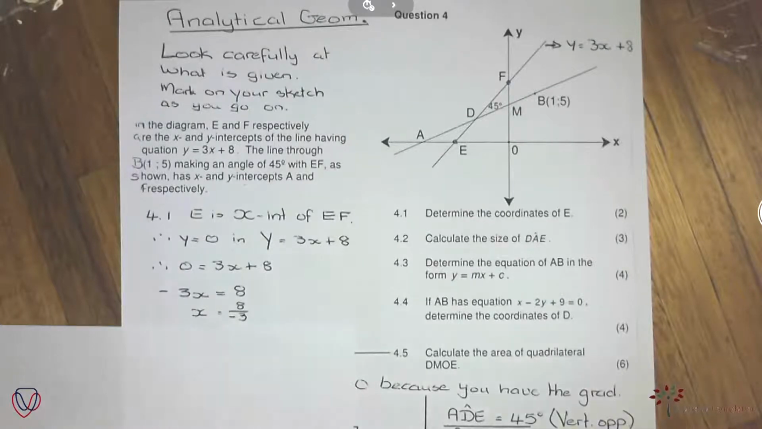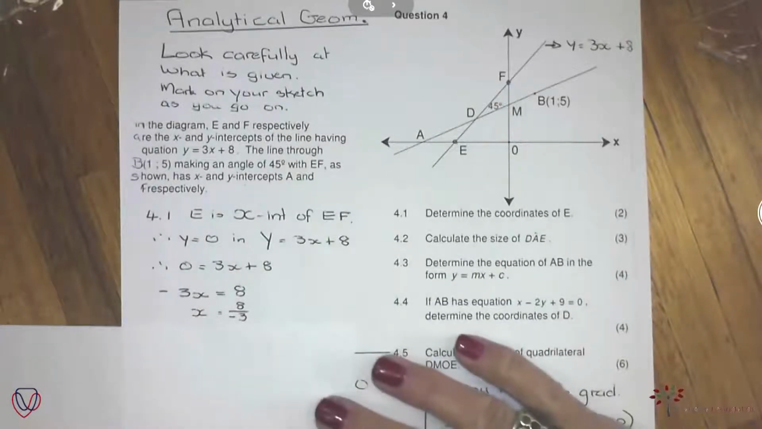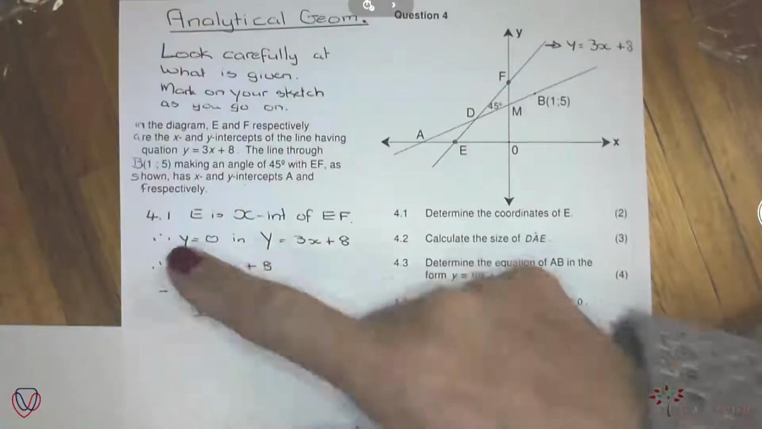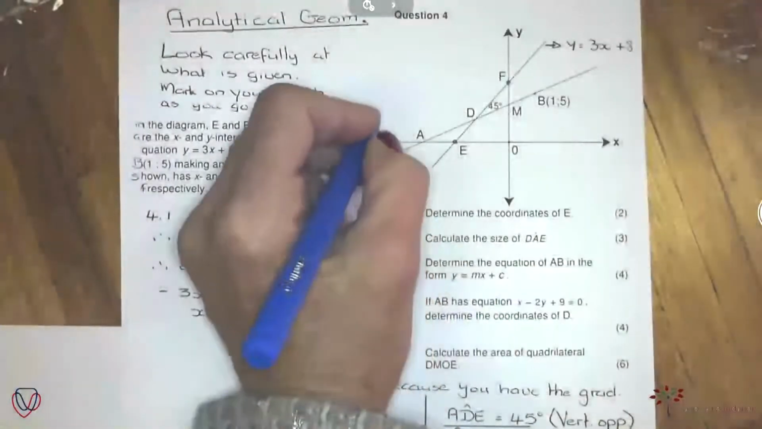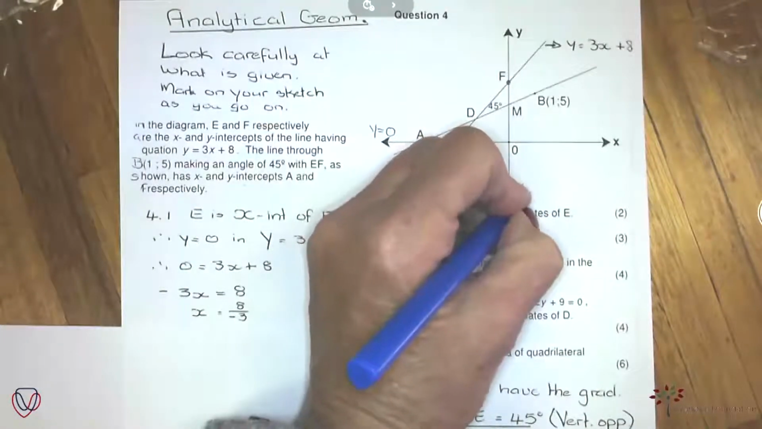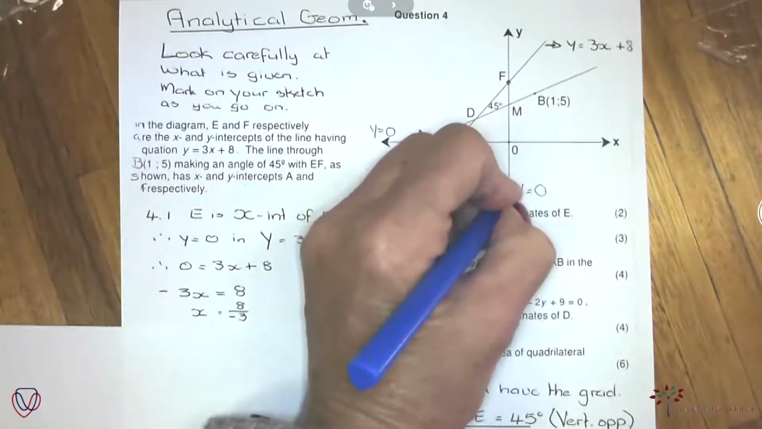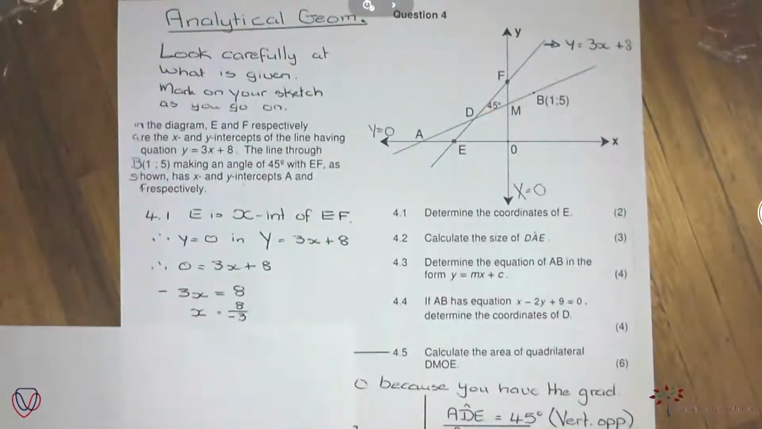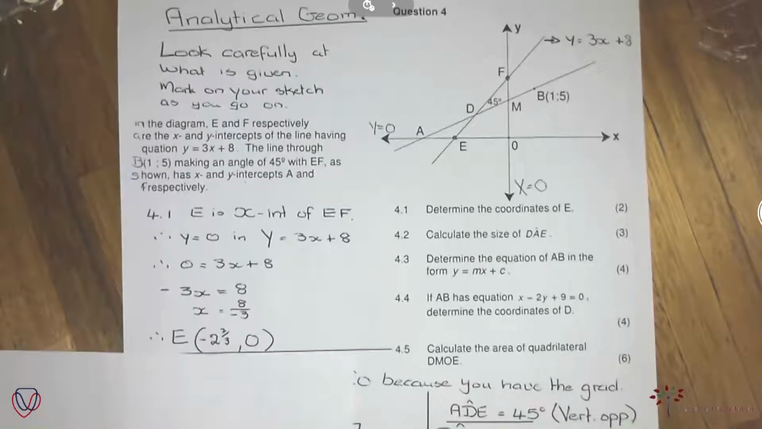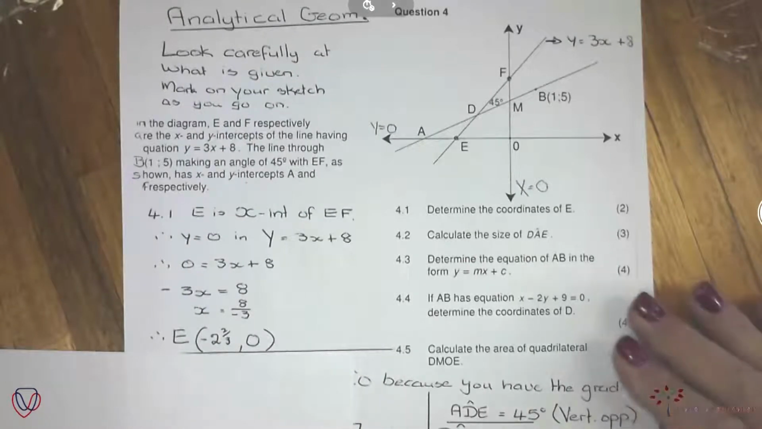They said determine the coordinates of E. So what's the coordinate of y there? 0. Because the equation of my x-axis is always y = 0. The equation of my y-axis is always x = 0. Right, so please remember that. So the coordinates of E, that's your x coordinate, and that is your y coordinate. There it is. Done with question 4.1. Let's have a look at 4.2.